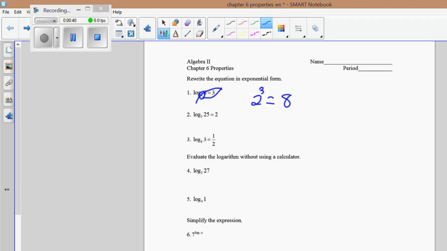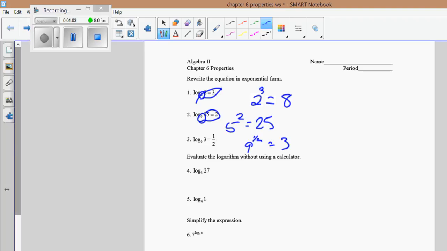All right, boomerang again. Start at the 5, over to the 2, then the 25. 5 to the 2 equals 25. Does it make sense? Yeah, 5 squared is 25. Again, the 9 to the 1/2 equals 3. Does 9 to the 1/2 equal 3? Well, 1/2 is the same as square root, so yes, it works.